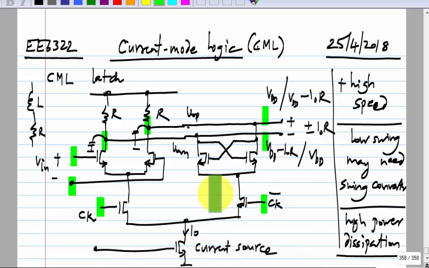But there is the fact that it doesn't have to come down all the way from VDD and then start regenerating. So that's the advantage.